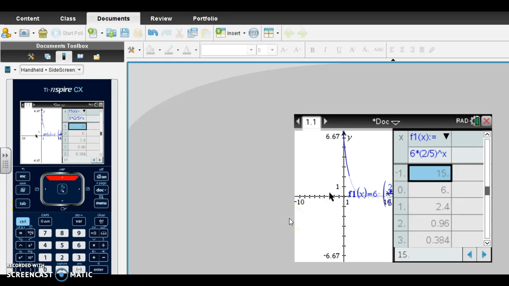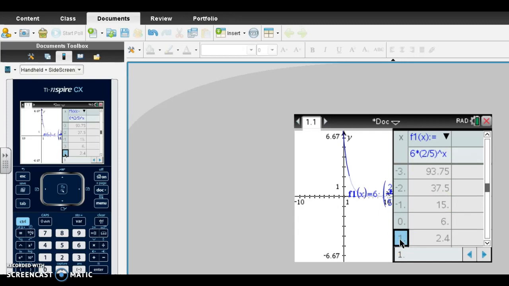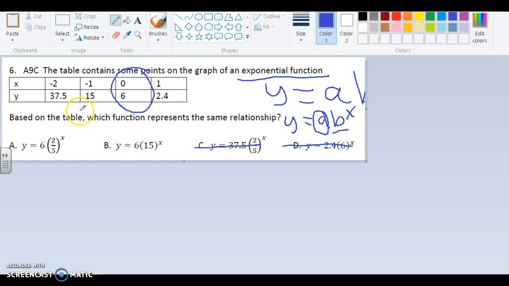All right, so now I should be able to scroll up, and I see that when x is -2, the y value there is 37.5. I see when x is -1, my y value there is 15. When x is 0, y is 6. When x is 1, y is 2.4. So that's when I then want to go look at my table and see if that matches. And since all of those points match, then I know that this function is my answer.